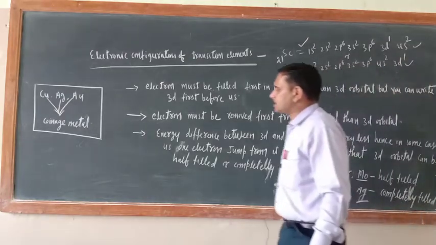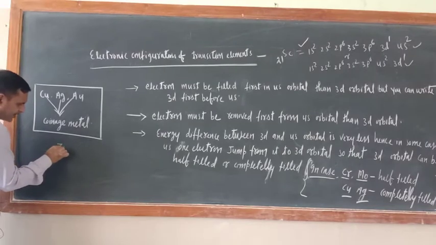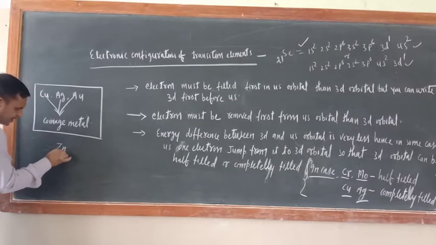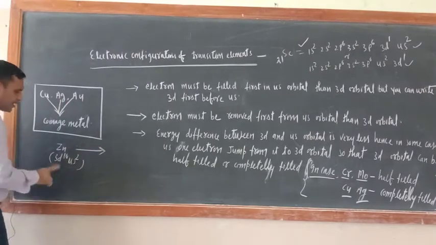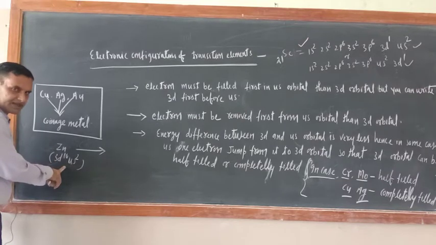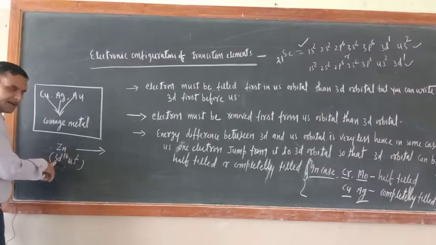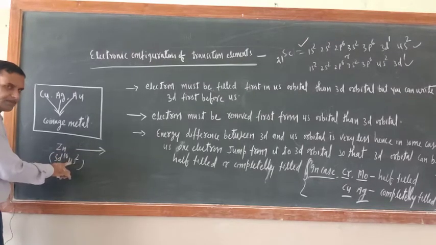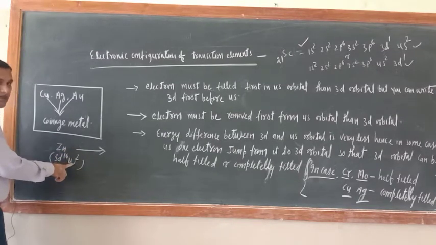Now you can see this example. Zinc, 3d10, 4s2. Suppose I want to remove the electron. In which orbital is the electron filled first? First electron is filled in 4s, then in 3d. Am I correct or not? Because the energy of 4s orbital is lower than that of 3d, that is why 4s orbital should be filled first. So electron should also be removed first from 4s only.